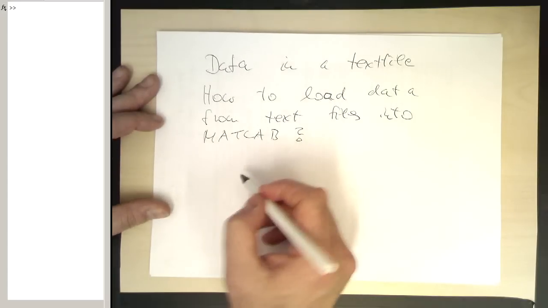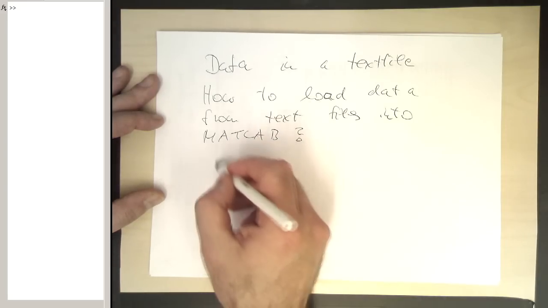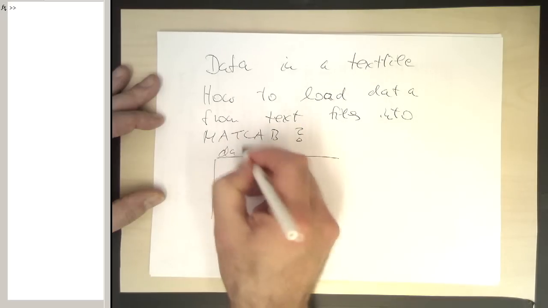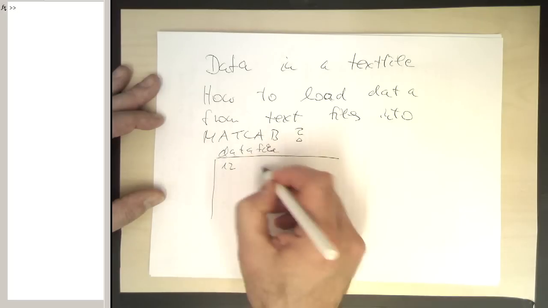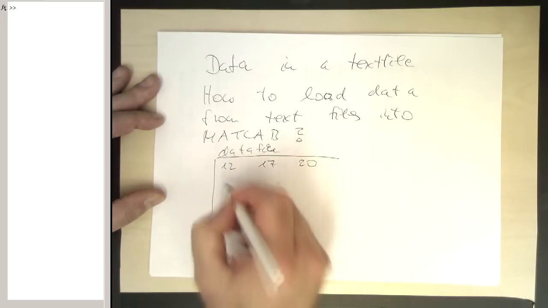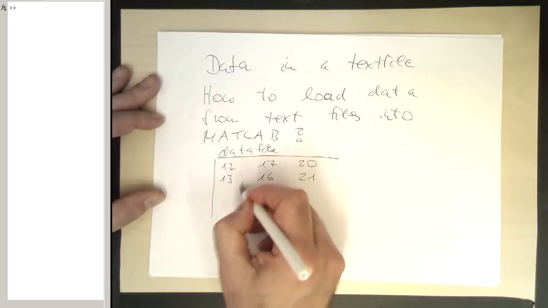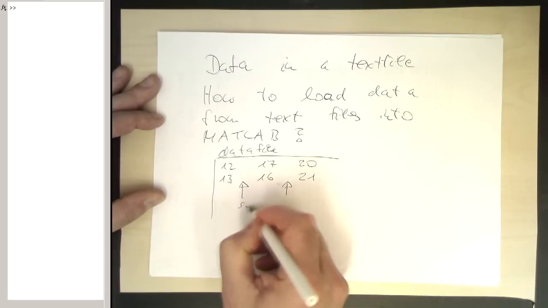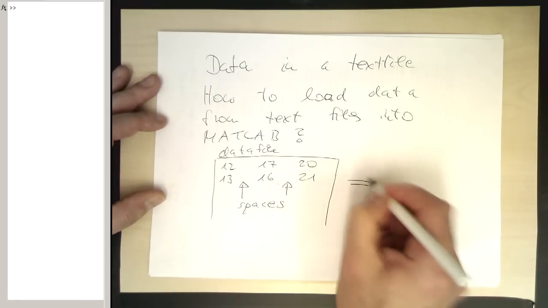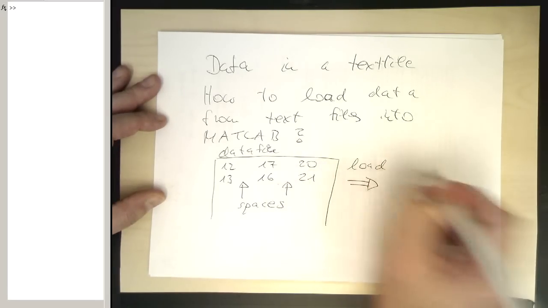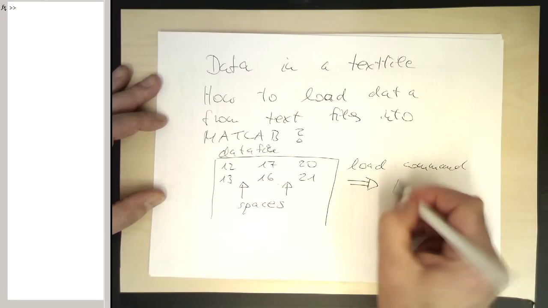Yeah, so MATLAB is able to load data from text files if the values are space separated. So if we have a data file, for example, 12, 17, 20, and then let's say 13, 16, 21. Yeah, so the data is separated by spaces. Then if you just load this with a load command into MATLAB, this turns into a matrix.